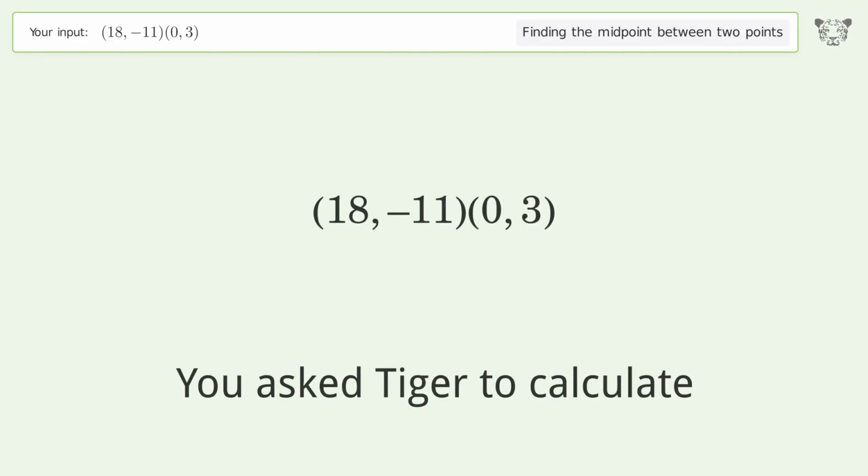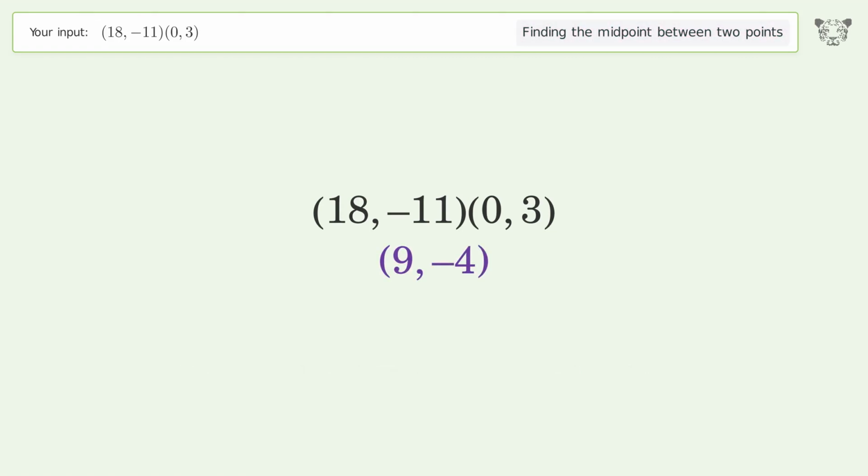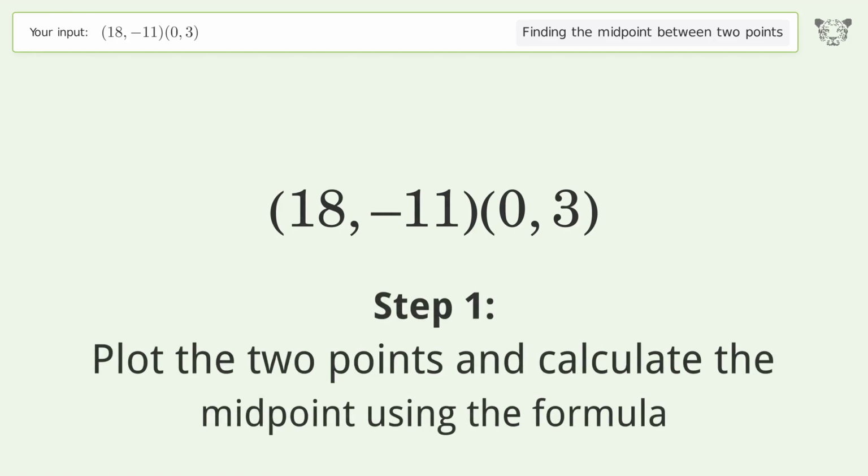You ask Tiger to calculate. This deals with finding the midpoint between 2 points. The midpoint between the 2 points is 9, -4. Let's solve it step by step. Plot the 2 points and calculate the midpoint using the formula.